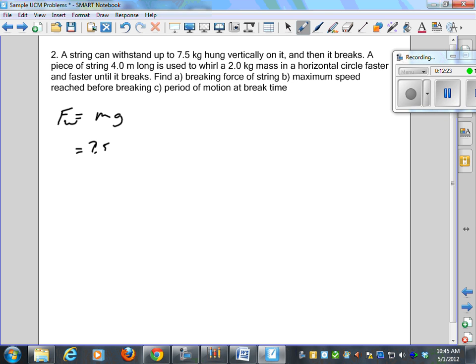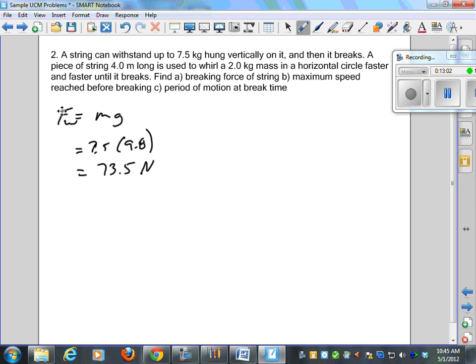7.5 times 9.8, 73.5 newtons. So 73.5 newtons of force will break the string. Now, find the maximum speed reached before breaking. How fast can you whip it around before the string breaks? Because the faster it goes, the more tension. Plug that force in there.